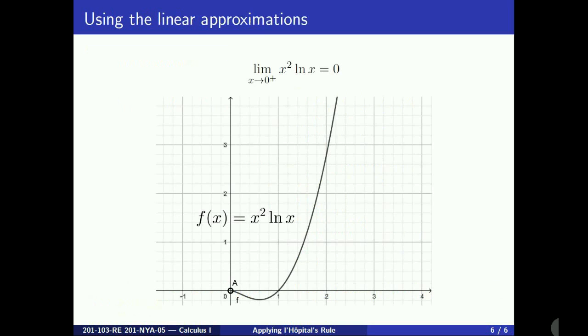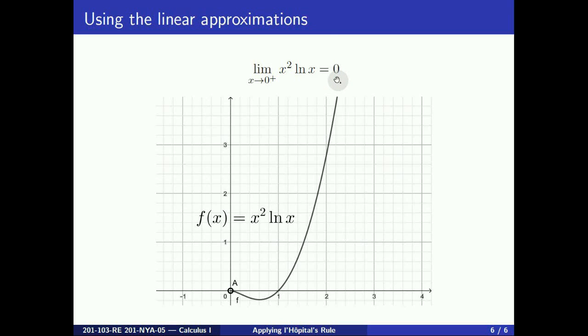To conclude, the limit of x squared ln of x as we approach 0 is 0. And note that ln of x is not defined at 0, and so is x squared ln of x. They're both undefined at 0. The reason why ln of x is not defined at 0 is that it has a vertical asymptote there. But our limit indicates that x squared ln of x does not have that feature anymore because the limit exists and it equals 0.